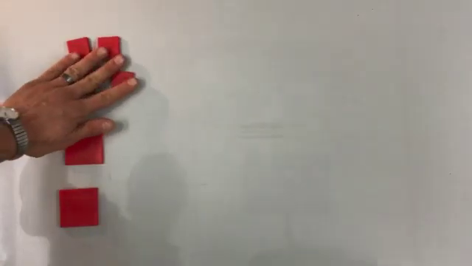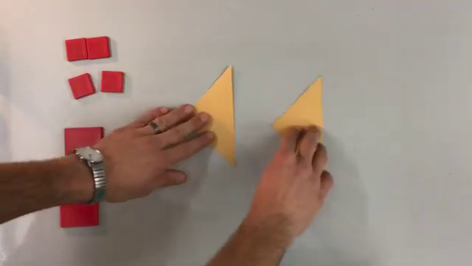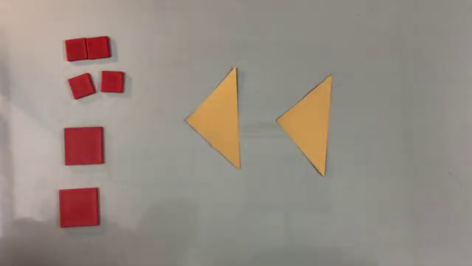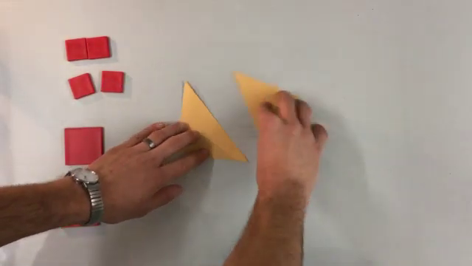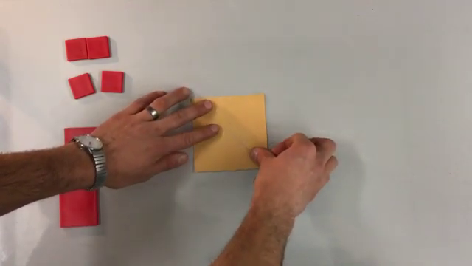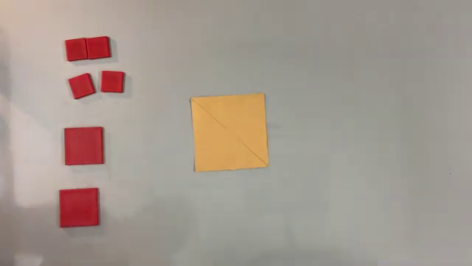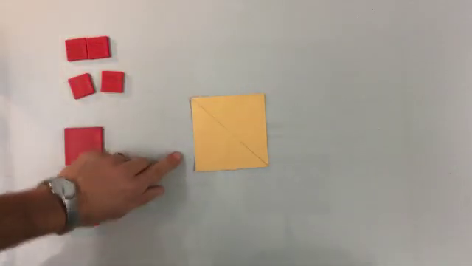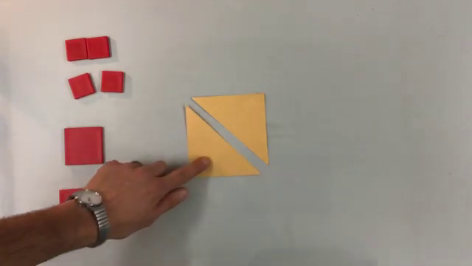A couple other ones I can show you. 2 triangles. You can compose into a square. Put them together to make a square. This is your composite square. You made it from other shapes. To 2 triangles.